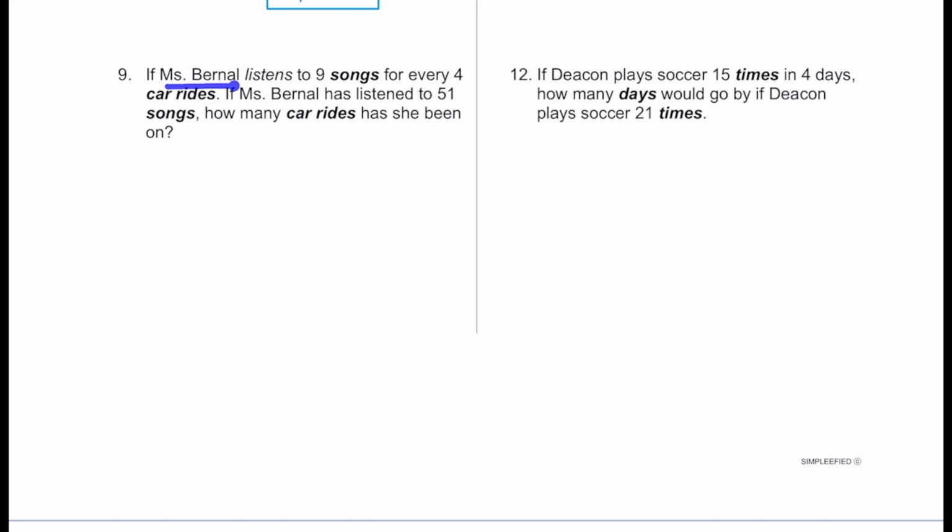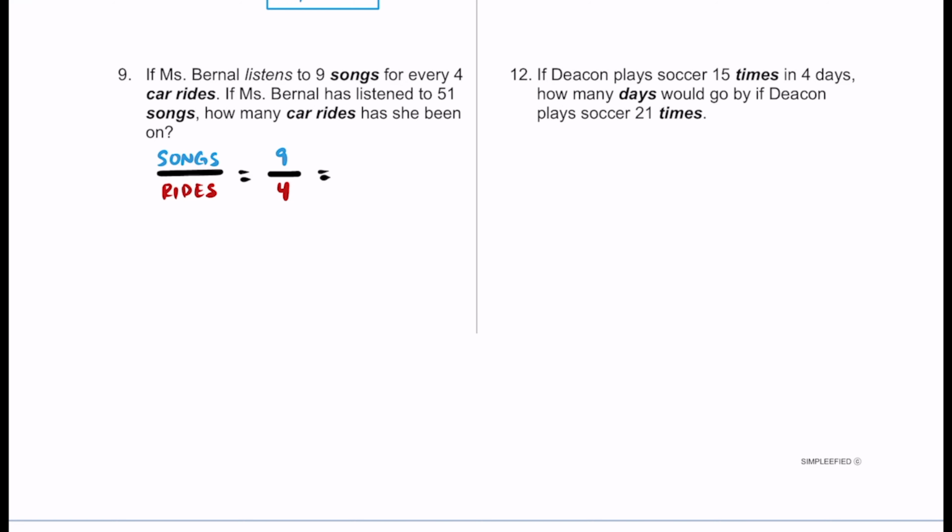For number 9, if Miss Bernal listens to 9 songs for every 4 car rides, the question is what if she's listened to 51 total songs? So how many car rides has she been on during that time. So I'm going to go ahead and label our songs per car ride just like this. And then let's go ahead and put in some numbers that were given. So songs, it looks like there's going to be 9 songs. That's going to be per 4 car rides.